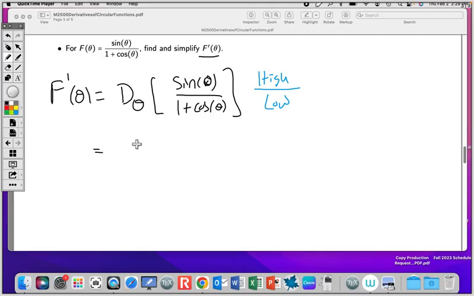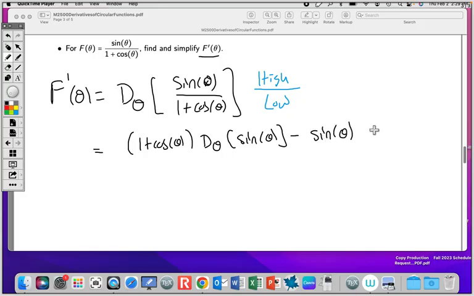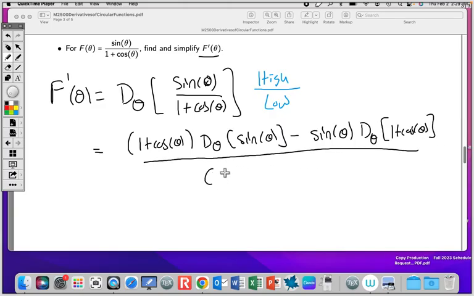We've got low d high. So 1 plus cosine of theta times the derivative of sine of theta minus high d low, sine of theta times the derivative with respect to theta of 1 plus cosine of theta. And we square the bottom, and off we go. So we get the quantity 1 plus cosine theta squared.